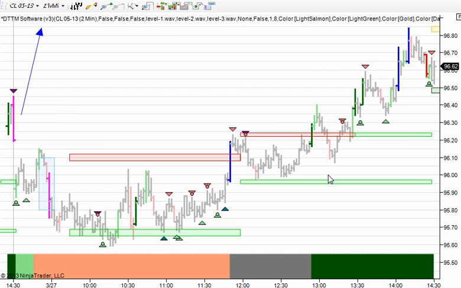So hopefully that makes sense. But again, I just thought it was an interesting setup that we were looking at live as a group today in the crude oil market, and just wanted to pass that along for others that might not have seen that.